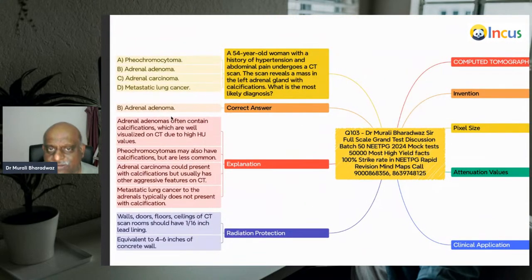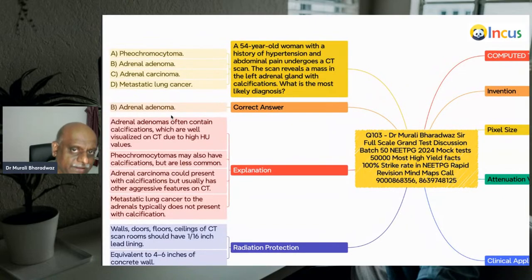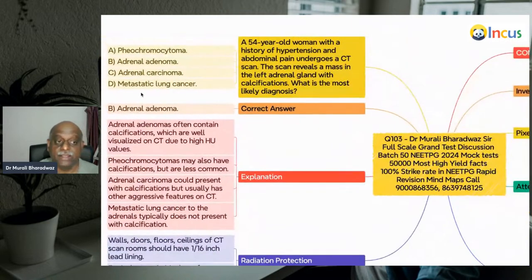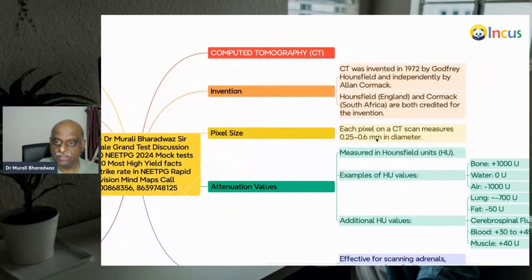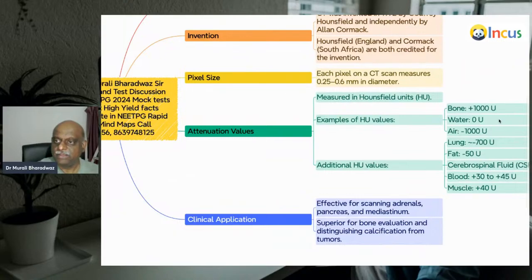A 54-year-old with a history of hypertension and abdominal pain. Left adrenal gland is showing calcifications. Any adrenal adenoma can lead to calcifications, which are identified in CT because calcifications have very high Hounsfield unit values. So everything you should know, doctor.